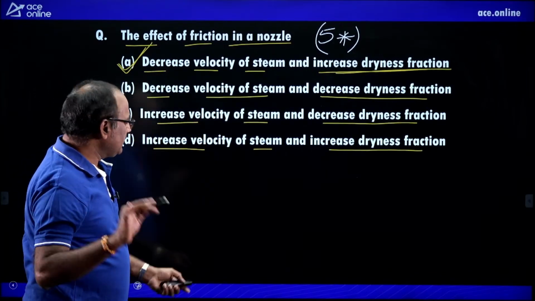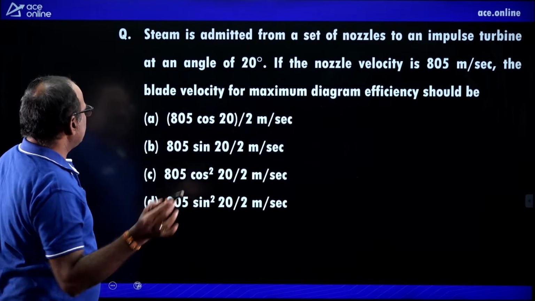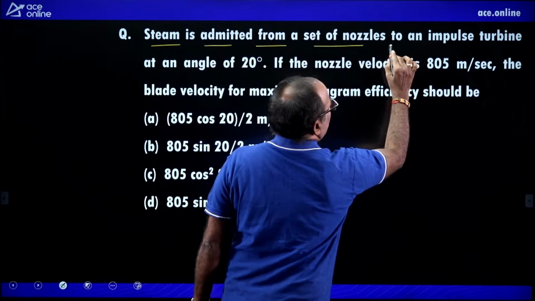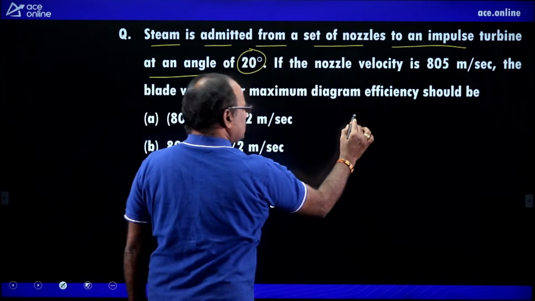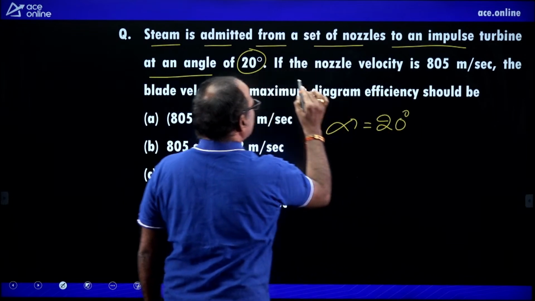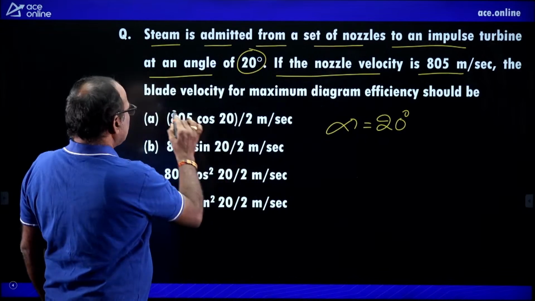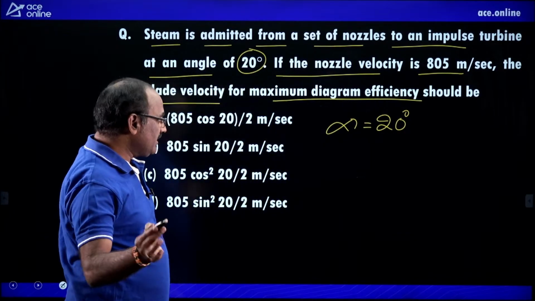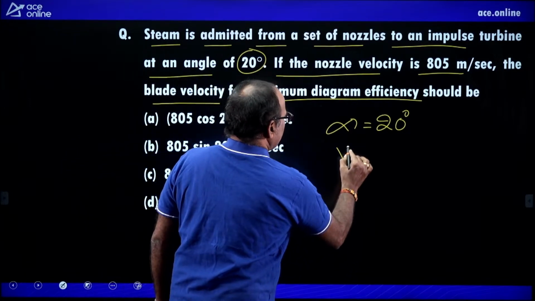Okay? Similarly, look at the next question. Try to read it clearly. It is asked like this. Steam is admitted from a set of nozzles to an impulse turbine at an angle of 20 degrees. Okay? The steam entering angle alpha equal to 20 degrees. If the nozzle velocity is 805 meter per second, the blade velocity for maximum diagram efficiency. The blade velocity for maximum diagram efficiency. What is the velocity of the steam?